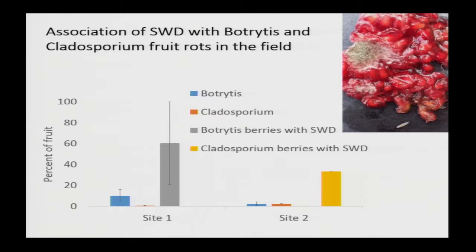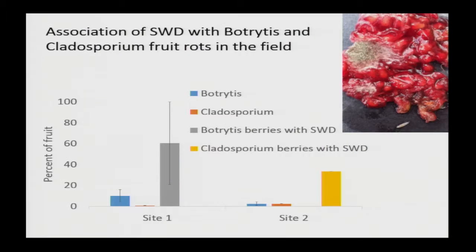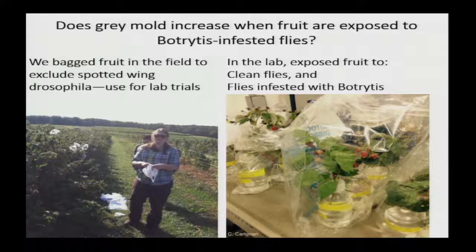What we found was that there were actually a lot more berries than we thought that had both the mold and the spotted wing, and we looked at both Botrytis and Cladosporium. These little bars show the incidence of those two diseases by themselves, and the gray bar is the incidence where we had Botrytis berries that had spotted wing. About 70% of berries that have Botrytis also had spotted wing. That was interesting, and it was actually pretty high for Cladosporium too, about 50% of berries with Cladosporium had spotted wing. This is just incidence of association, but it does tell us they can coexist.